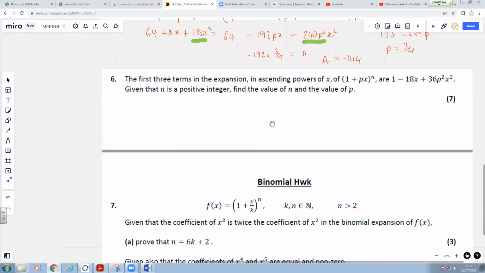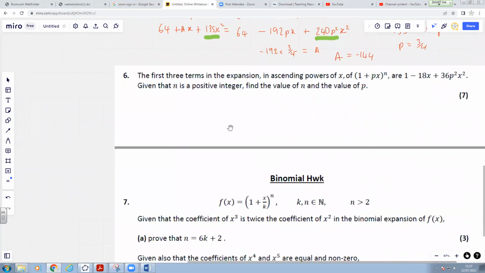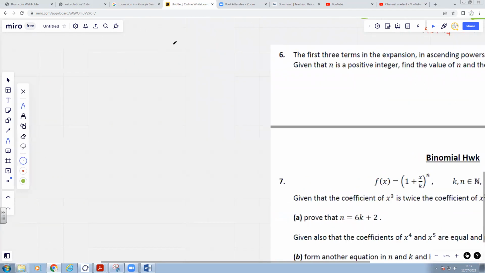Okay, so (1 plus px) to the n. Let's actually try and expand it because we know what it expands to give. If I was expanding (1 plus px) to the n and I was only interested in the first 3 terms, then what I'm going to have first is n choose 0 times 1 to the power of n times px to the power of 0. Now, I know this is going to give me 1, but I like to write it down so students can see the pattern sometimes. I don't always write it down.